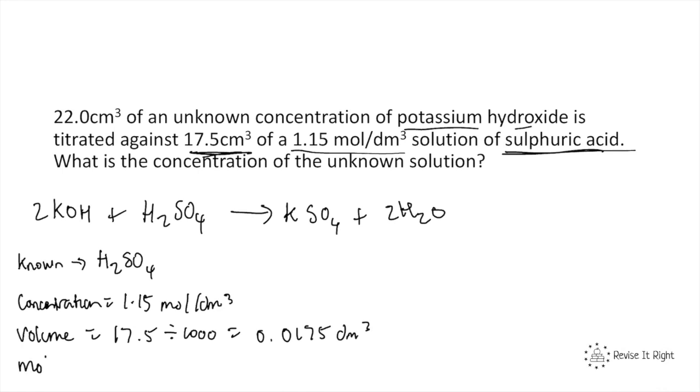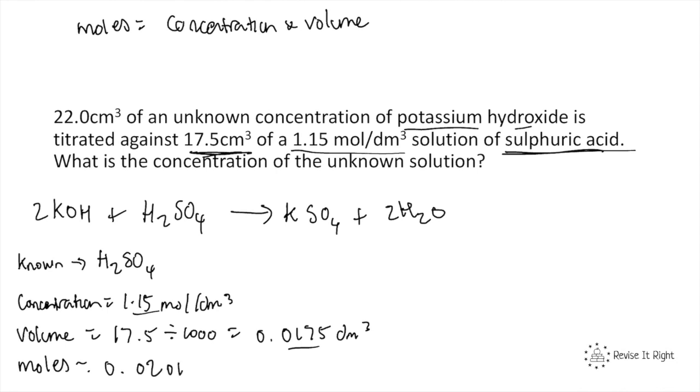And then we can work out our moles. Remember, moles is equal to concentration times volume. We've just rearranged that equation. So concentration 1.15 times our volume 0.0175, and we get 0.020125 moles.